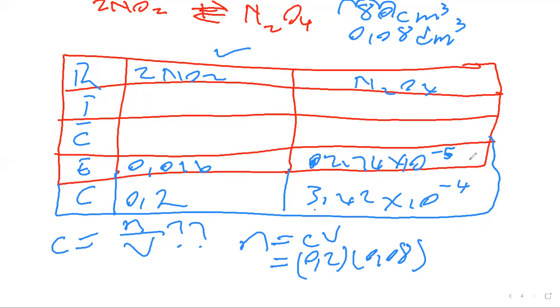Now remember, initially you only have a reactant and we have 0 product. So here it will be 0. So when you take, remember I said E is equal to I minus C, but our I initially was 0.